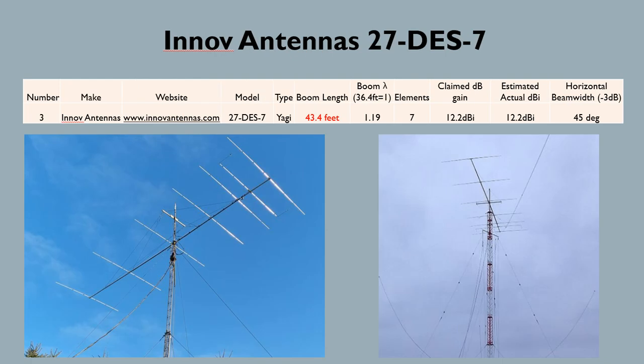Number 3 on the list is the Innov Antennas 27DES7 at 43.4 feet. It's a 7 element and has around 12.2 dBi. And you notice here the claimed and estimated dBi match. Innov is a commercial and amateur radio antenna manufacturer. So you can see the difference between maybe a CB antenna manufacturer and an amateur or commercial antenna manufacturer when it comes to claimed dB gain versus actual.